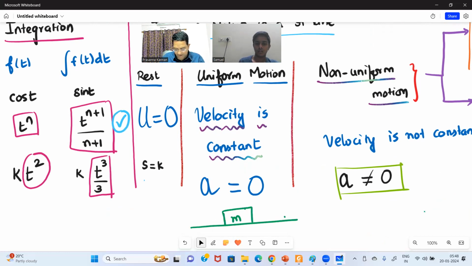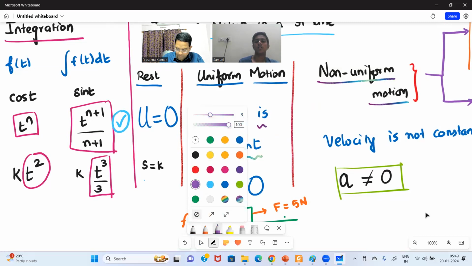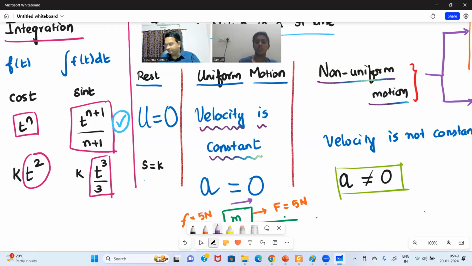Let's say there is a mass m. Let's say you are pulling it with a force of, let's say, 5 Newton. Let's say the surface is rough and there is friction, and that friction is also 5 Newton. Still, let's say the body is moving to the right. Now, in this situation, a 5 Newton force acts towards the right, and a 5 Newton force acts towards the left.